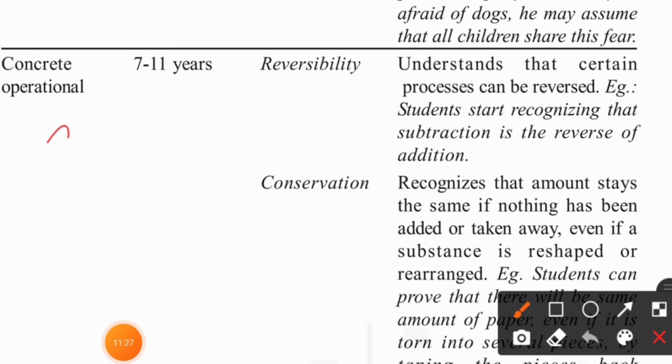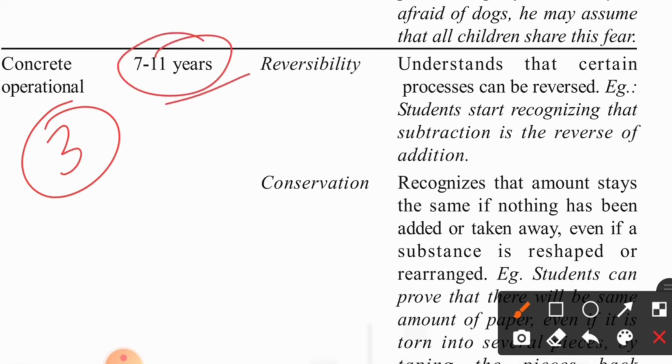Now, as per Piaget, the third stage of development is concrete operational. Now, what is concrete operational? It generally takes place at the age of around 7 to 11 years. It is reversibility. At this stage, the one thing which takes place in the child's mind is reversibility. It means the child understands that certain processes can be reversed. The things can be reversed.